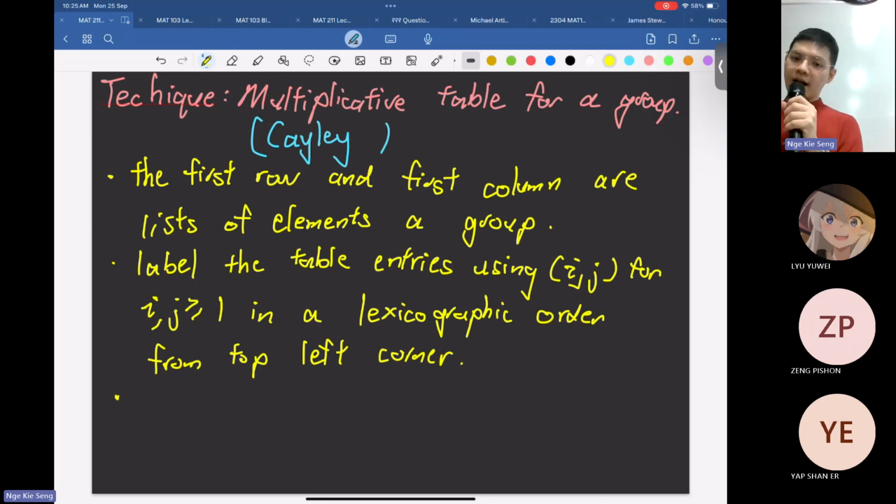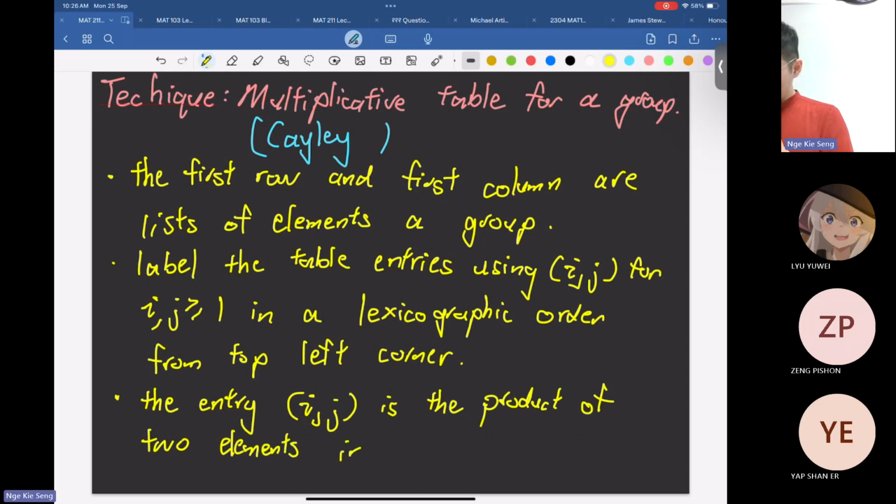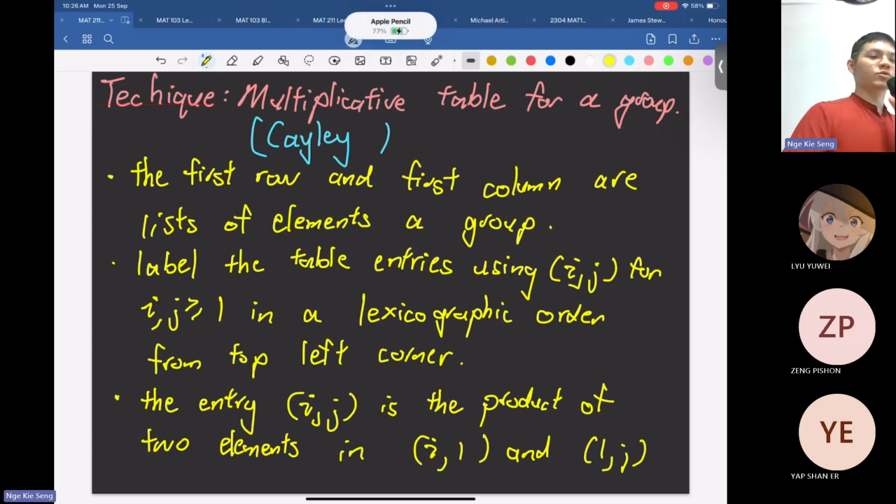from Ii and Ij. Sorry, so let me write it down. So what's the entry of ij here? What we're going to label this entry is the product of two elements in Ii and Ij. So you might think, hey, why don't you just draw it straight away for me?